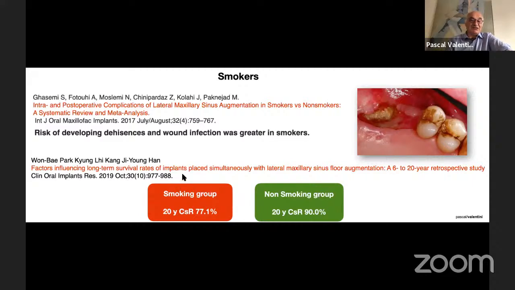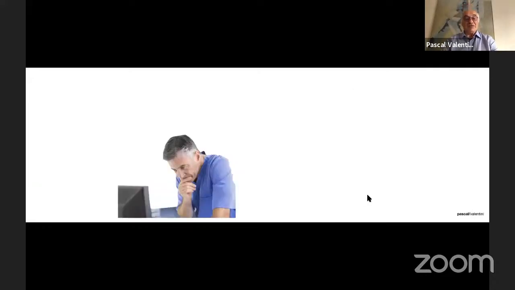And you can see here on this long-term study, the smoking group has an implant survival rate which is much lower than the non-smoking group in this 20-year study. So right now it's time to conclude.